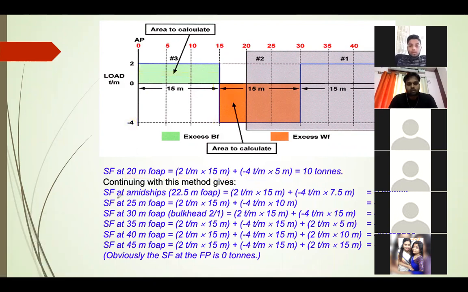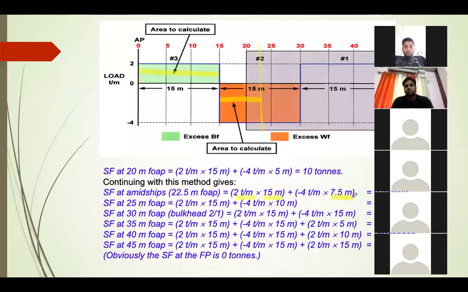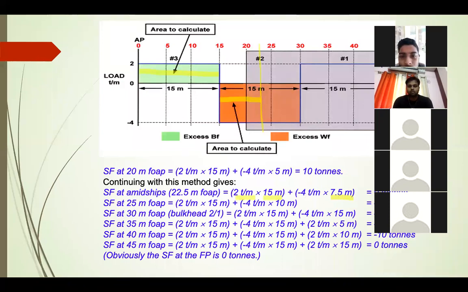Now you have to find out the shearing force at midship. Midship is somewhere here, 22.5. It will be the same. You have to calculate from 0 to 15, which is on the positive side, that is 2 tons per meter into 15 meters, plus minus 4 tons per meter, and from 15 to 22.5, which gives you 7.5 meters. You do that, you will get 0.